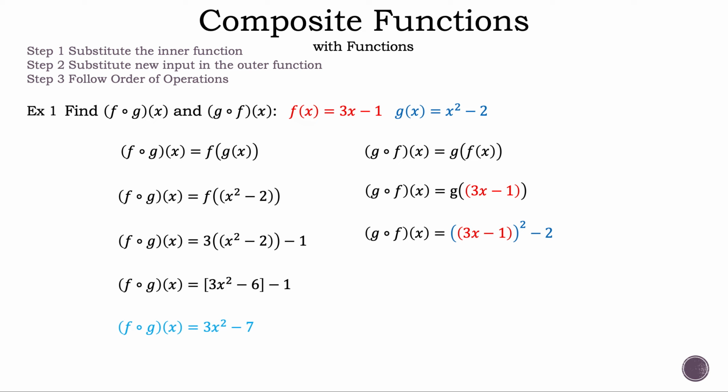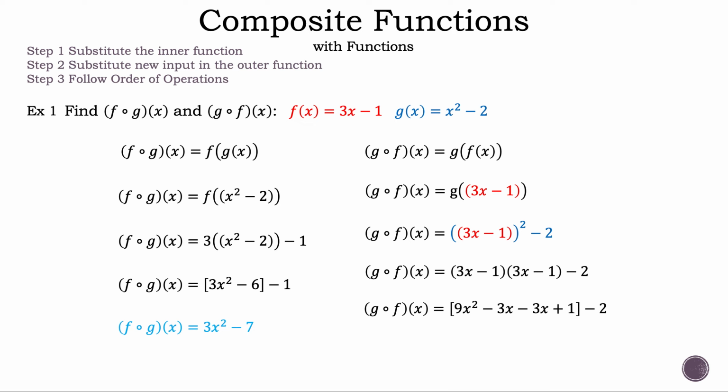So now we have g of f of x is equal to the quantity of 3x minus 1 squared minus 2. Since we have two of the same binomial, let's go ahead and write it out twice. So we have the quantity of 3x minus 1 times the quantity of 3x minus 1 minus 2. Let's multiply the binomials together. So we have 9x squared minus 3x minus 3x plus 1 minus 2. Let's combine like terms. Minus 3x minus 3x is minus 6x. 1 minus 2 is minus 1. So we have g of f of x is equal to 9x squared minus 6x minus 1.